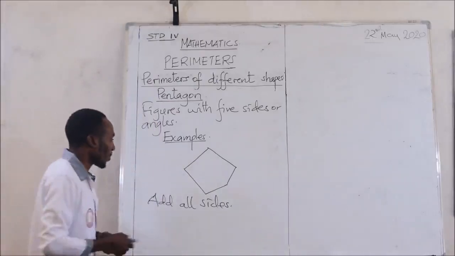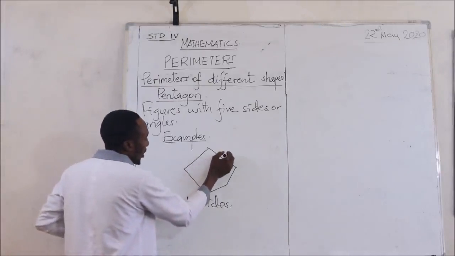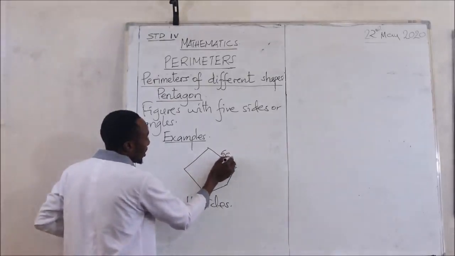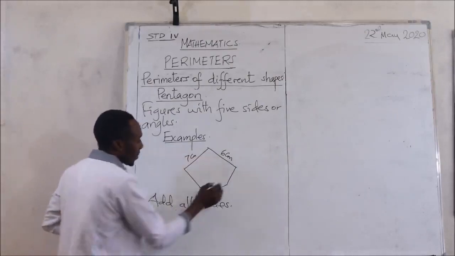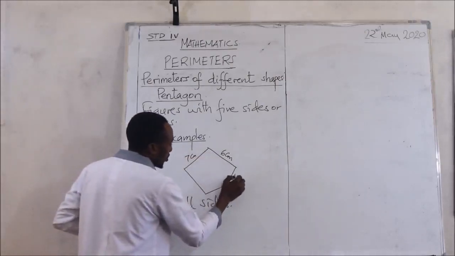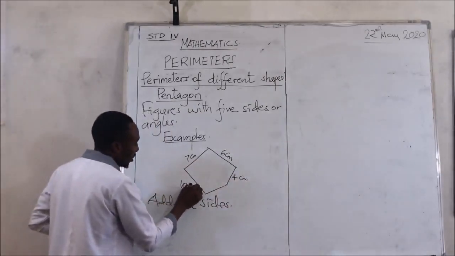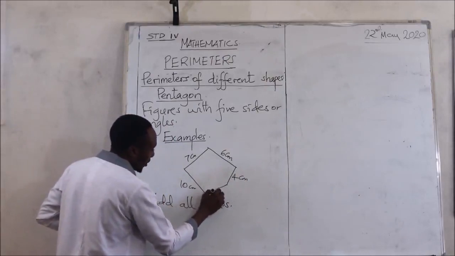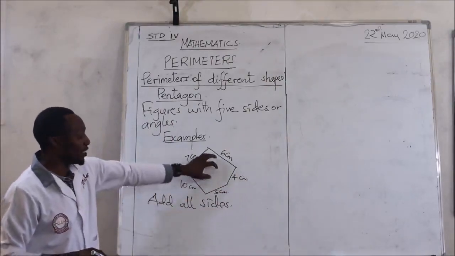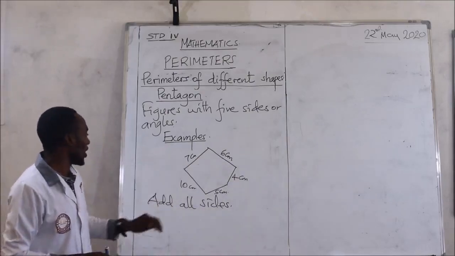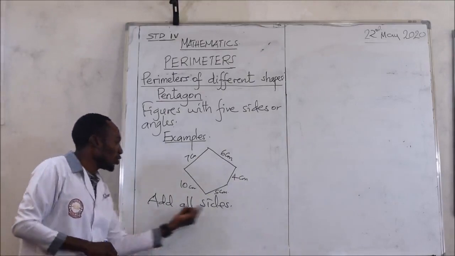Now, if we have been given this figure and we have been given here, let's say 6 centimeter, 7 centimeter, 4 centimeter, here we have 10 centimeter, and here we have, let's say 5 centimeter. So our pentagon is here. Now the question says to calculate the perimeter of this figure. The thing to do is to add all sides.